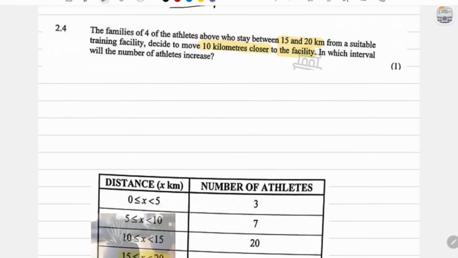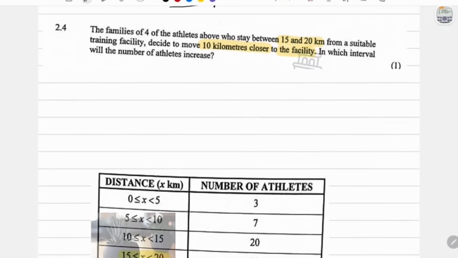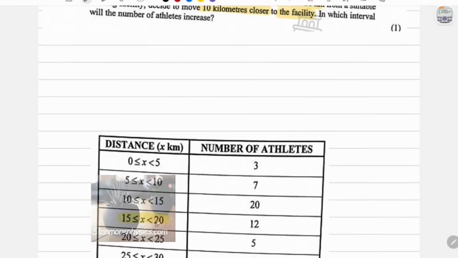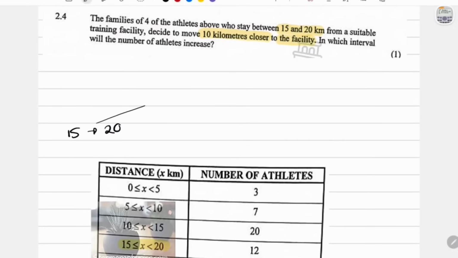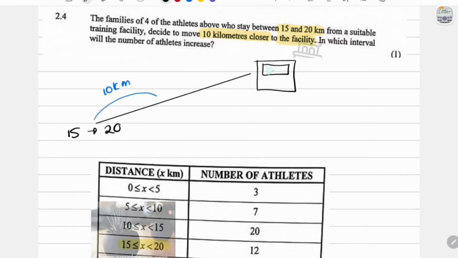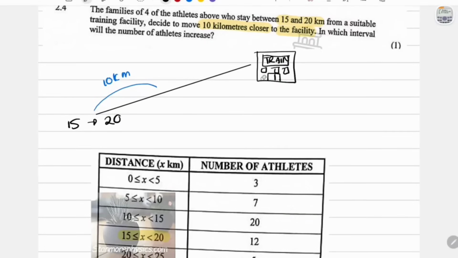So let's put down a picture of what's going on here. The people who used to be here, only 4 of them, are going to move 10 kilometers closer. So let's see it like this. The people who were within 15 to 20, which is this, right? Let's put a line for the travel distance. So they moved 10 kilometers closer to that training facility. I'm going to put that, say train, okay? Training facility. This looks like a prison, but okay. So we have a training facility and we're moving 10 kilometers closer.